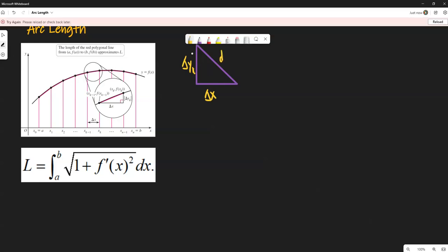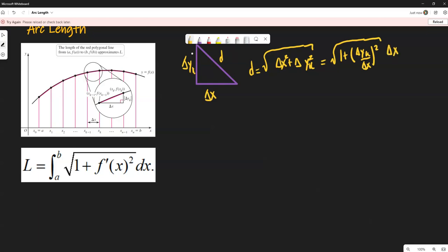In any case, this is going to be the distance. Accordingly, the distance is going to be equal to the square root of delta x squared plus delta y sub k squared. Now, if we factor out the delta x, we basically end up with the following. So if we factor out the delta x, we're going to end up with 1 plus delta y k divided by delta x, and that's going to be squared. And we have that on the outside, that's delta x.